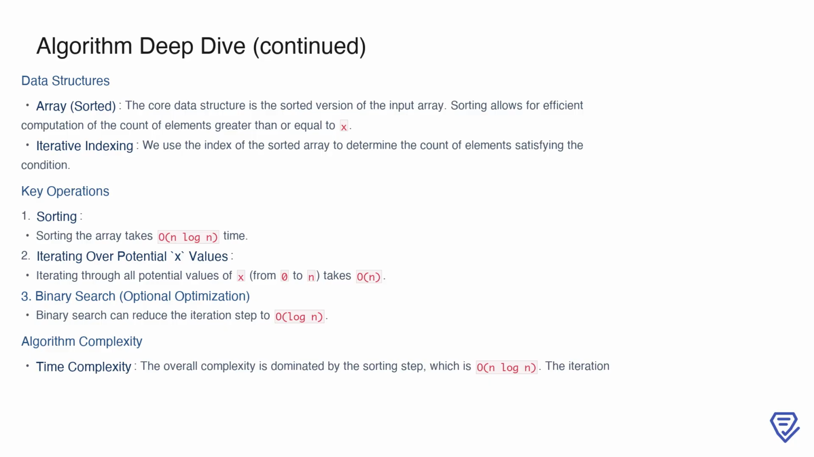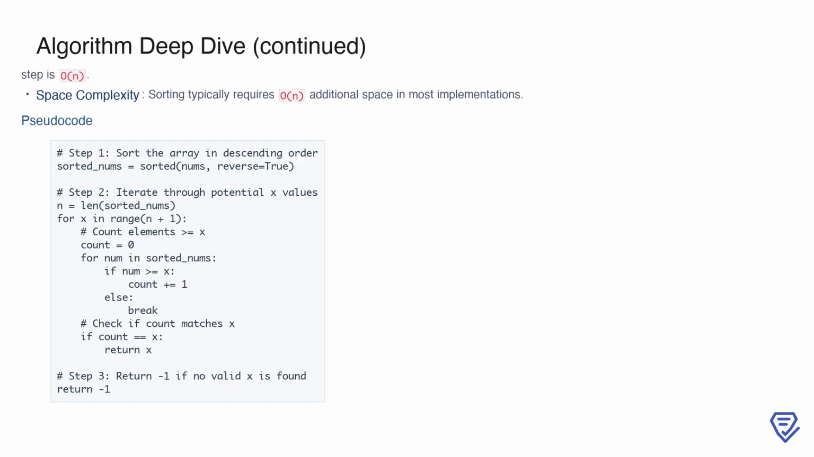When analyzing the overall time complexity, the sorting step dominates, resulting in a complexity of O(n log n). The space complexity, on the other hand, is determined by the sorting process, which typically requires O(n) additional space in most implementations. The algorithm is summarized in the following pseudocode.